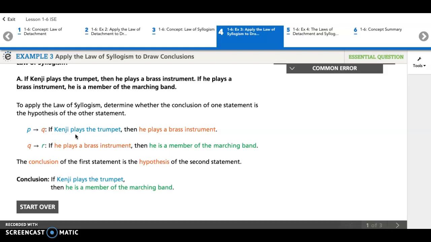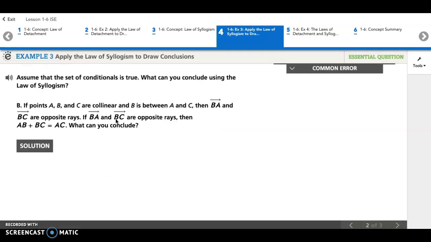This "Kenji plays the trumpet" statement is the hypothesis of our first true statement. It has a conclusion that's used again as the beginning of the next statement. And then we have the conclusion of the second statement. So to apply the law of syllogism, we just connect that first hypothesis to the last conclusion. Let's look at another example like that.